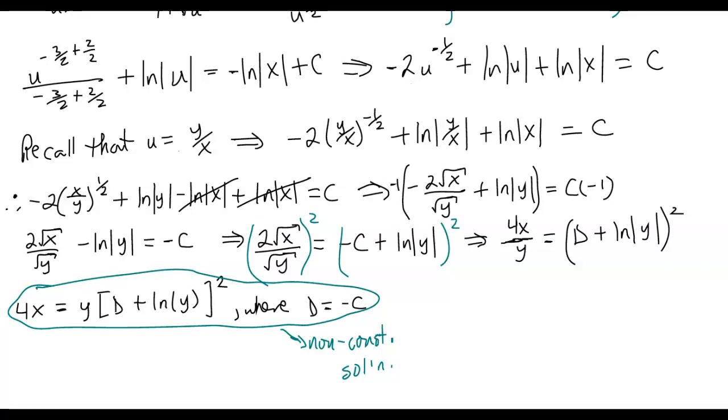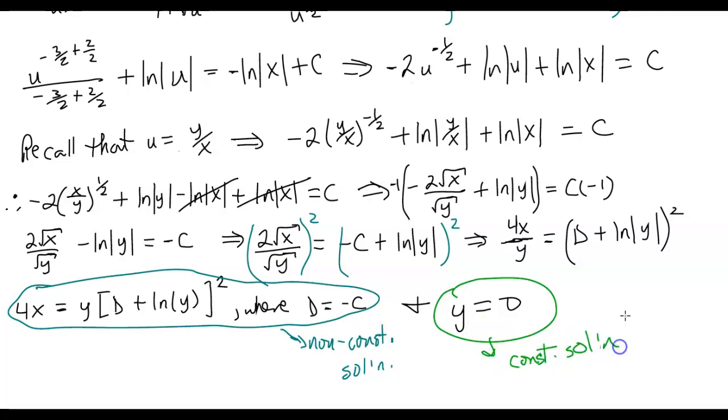Now the actual constant solution is just going to also be y equals 0. And this will be the constant solution. And so both of those solutions will end up being our solution to this particular differential equation. All right, let's move on to the next example.